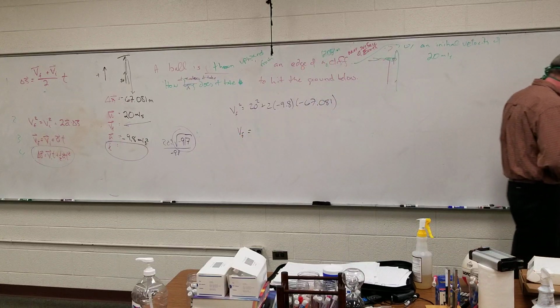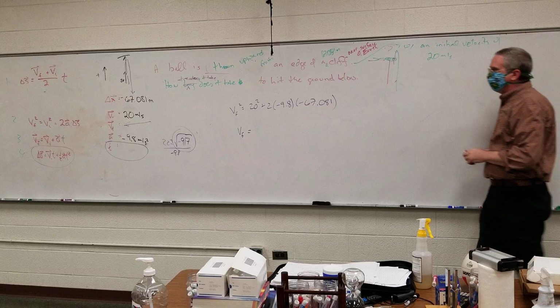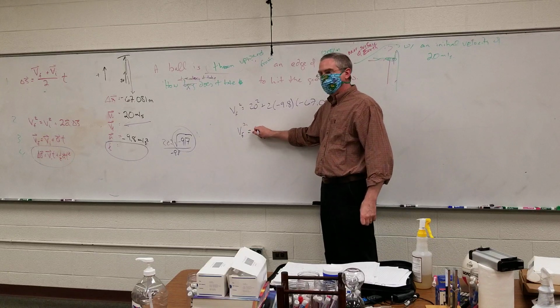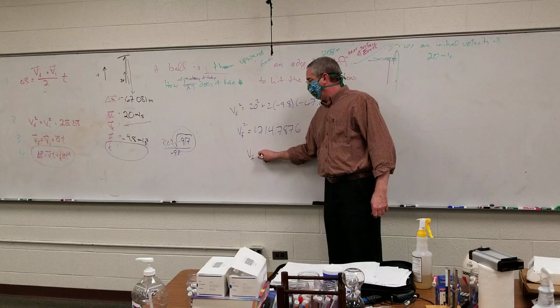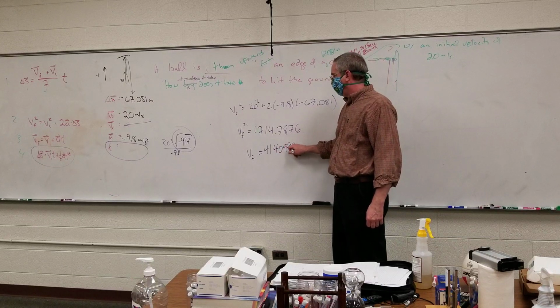And so, if someone would be kind enough, preferably more than one, just so we can support whatever answer. Jacob, you look like you have an answer? Yeah, 1,714. Is that before the square root? Yes, before. So VF squared is 1,714.7876. Square root that. 41.40999. There's one more 9. All right.